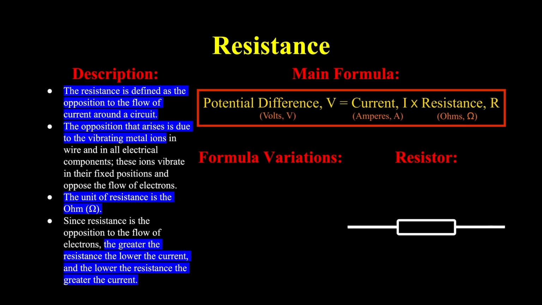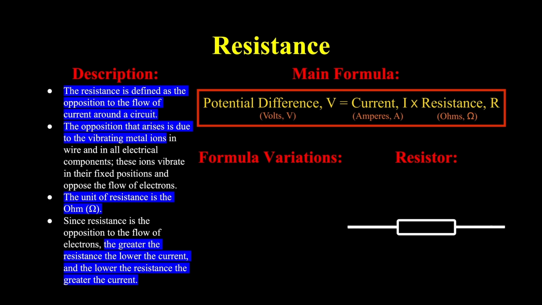Current is measured in amperes, the unit symbol for amperes is A, and the equation symbol for current is I. The potential difference is measured in volts, the unit symbol for volts is V, and the equation symbol for potential difference is also V. And the resistance is measured in ohms, the unit symbol for ohms is omega, and the equation symbol for resistance is R.